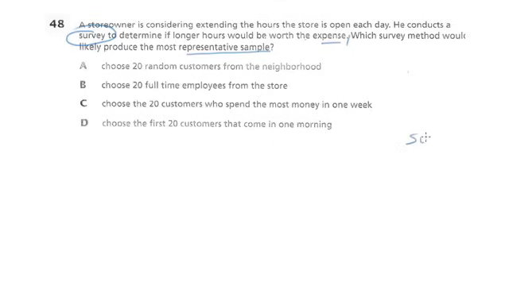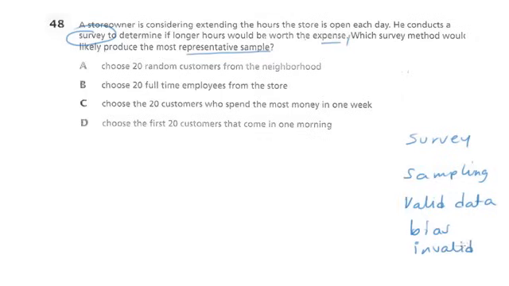So whenever we're thinking about a survey and sampling, we're always thinking about valid data, a valid sample, and we're trying to get rid of any bias. Because if there is a lot of bias in the data, it's going to mean that it's an invalid sample or an invalid survey. So this is very important to make sure that in the real world people don't spend a lot of money asking questions to a sample of people who aren't representative of the population. So let's go back to the question, which survey would likely produce the most representative sample?